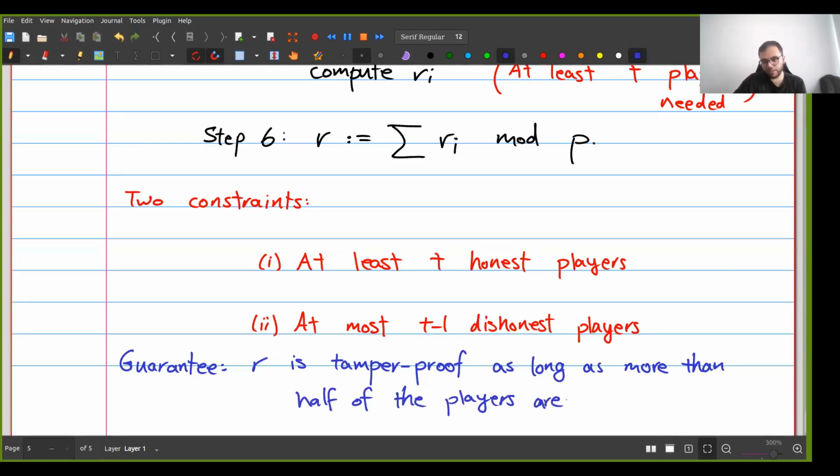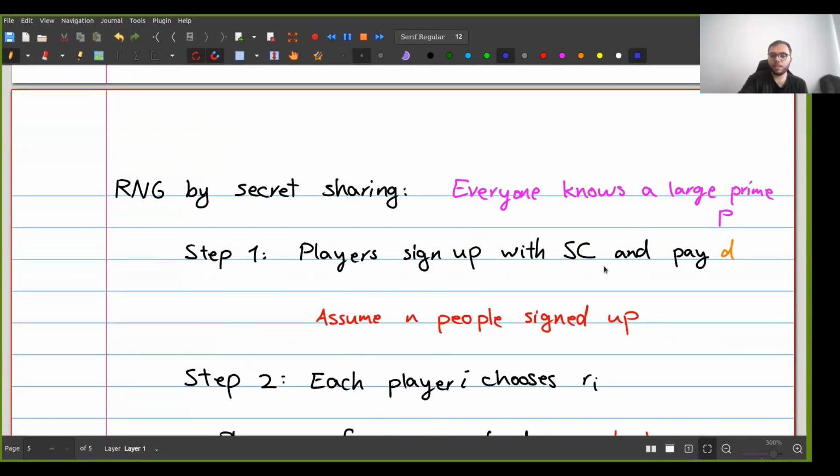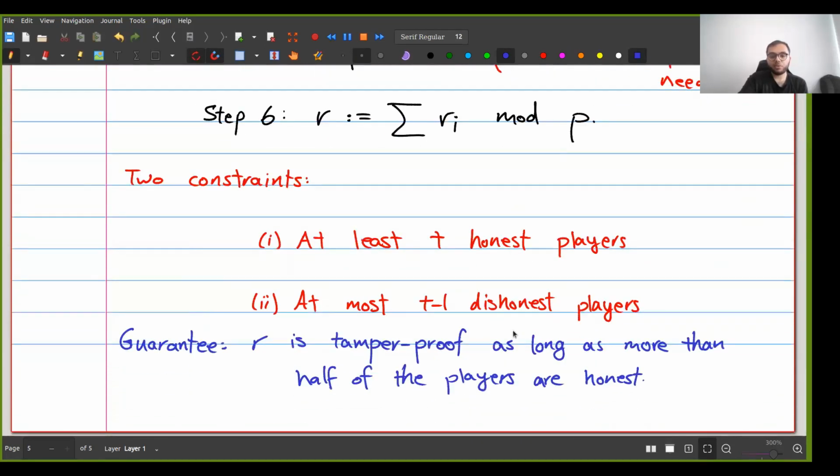And actually, that's why I said you have to set the value of T in your contract. So in your contract, you have to first wait for people to sign up. You have to see how many people signed up. And then you have to set T to be half of the number of people who have signed up.